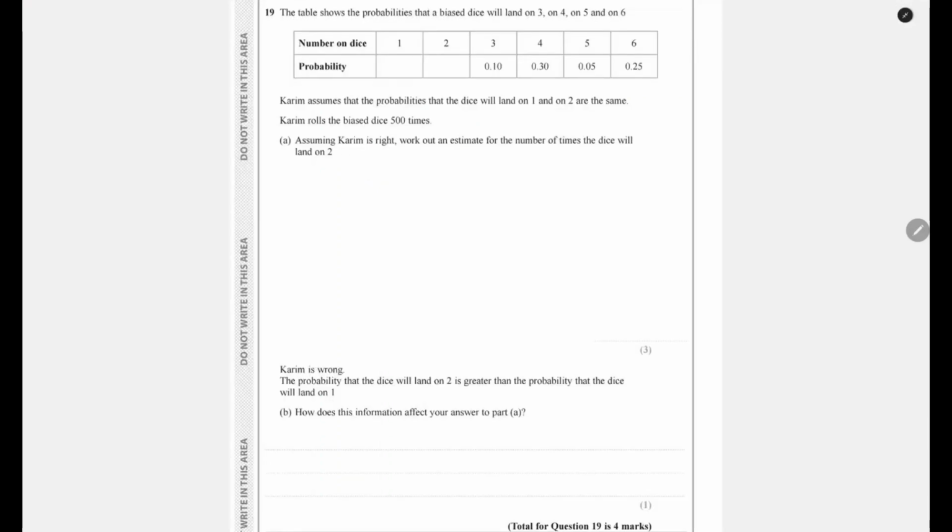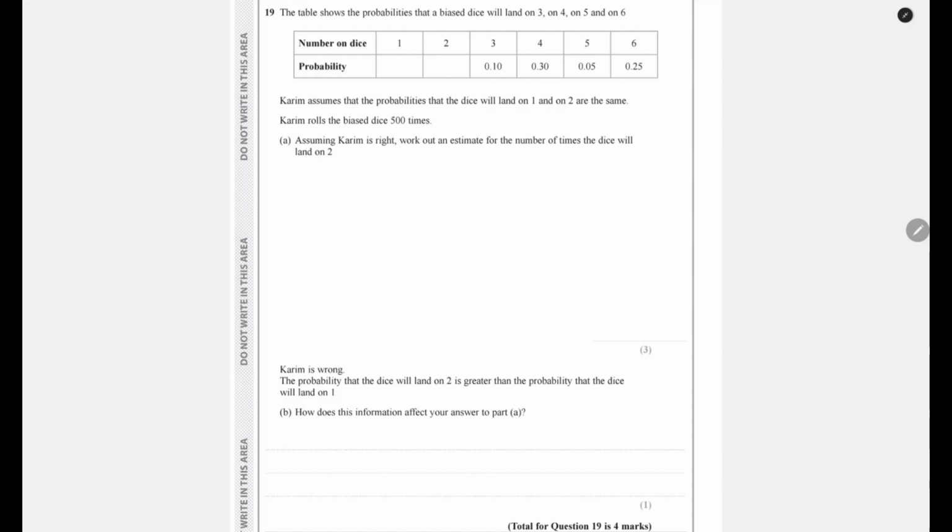Question 19 is asking us, the table shows the probabilities that a biased dice will land on 3, on 4, on 5, and on 6. Kareem assumes that the probabilities that the dice will land on 1 and on 2 are the same. Kareem rolls the biased dice 500 times. Assuming Kareem is right, work out an estimate for the number of times the dice will land on 2.